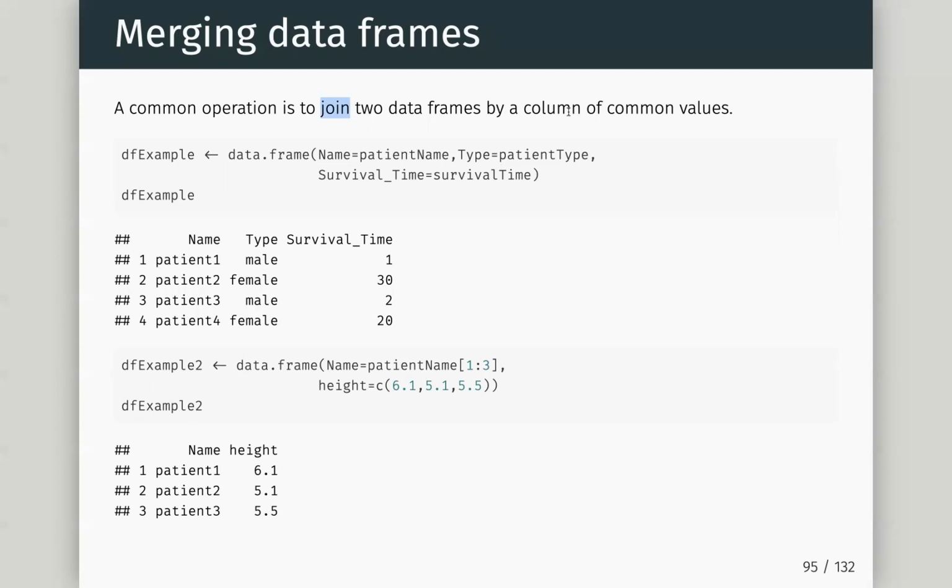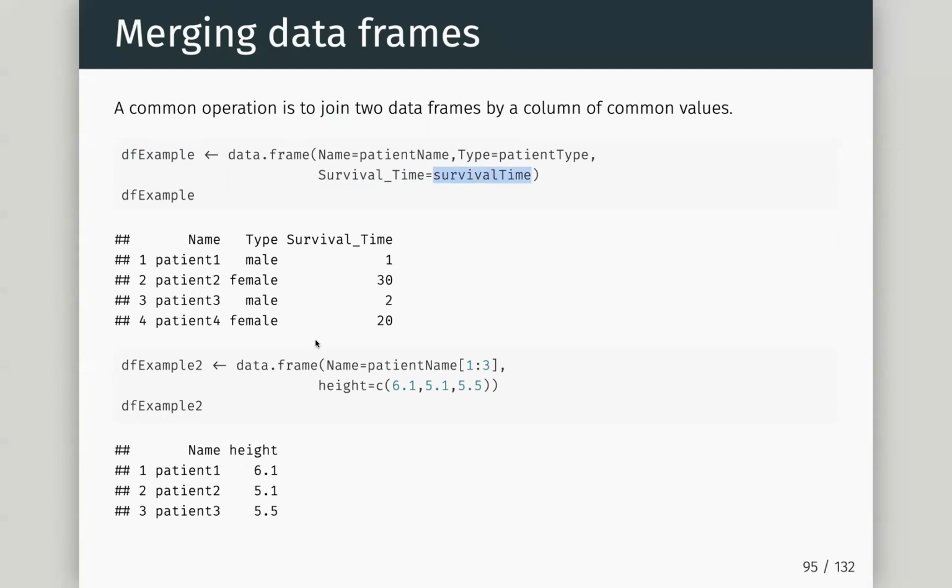The only common column is patient name. So we want to join these two tables by, say, patient name. So in this case here, we have our original patient data frame. We have DF here. Create our data frame. Don't need to specify anything special. Just name is patient name, type is patient type, survival time is survival time.